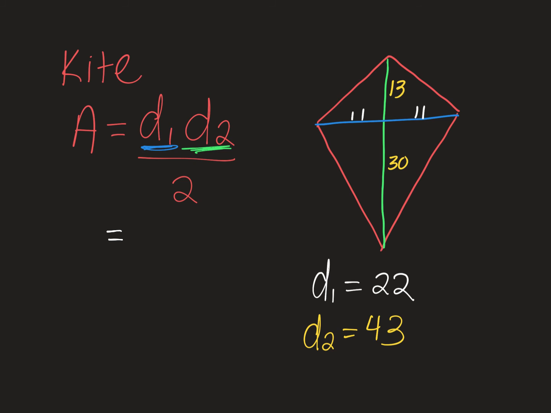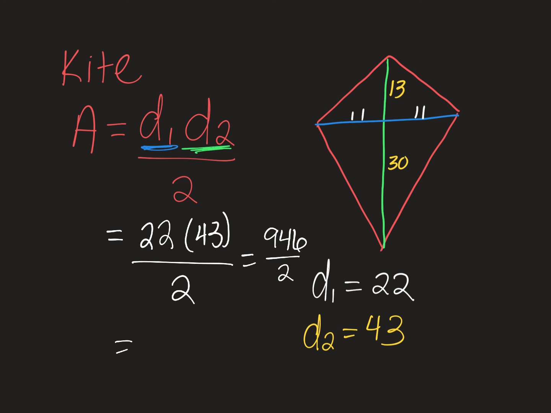So we'll have 22 times 43. So 22 times 43 gives us 946. And then divide that by 2, which gives you an area of 473.